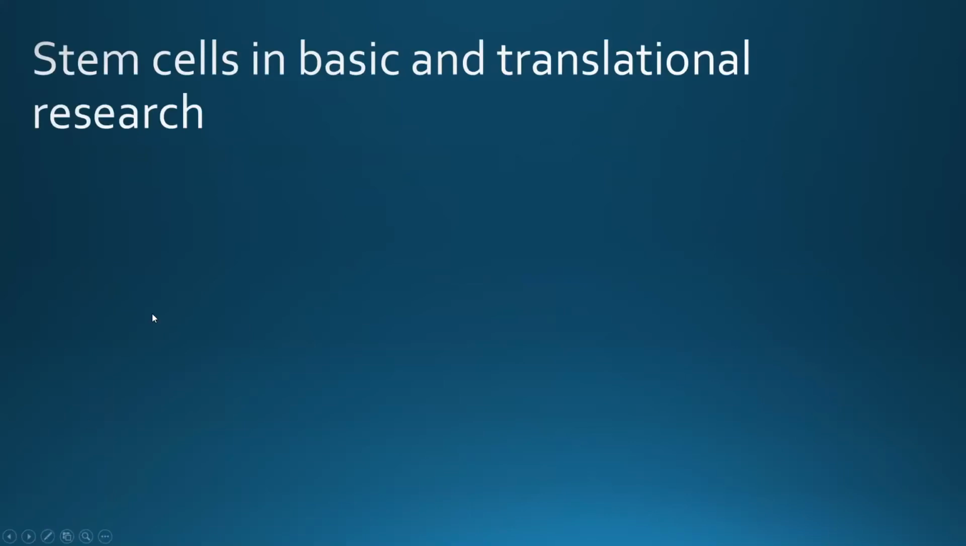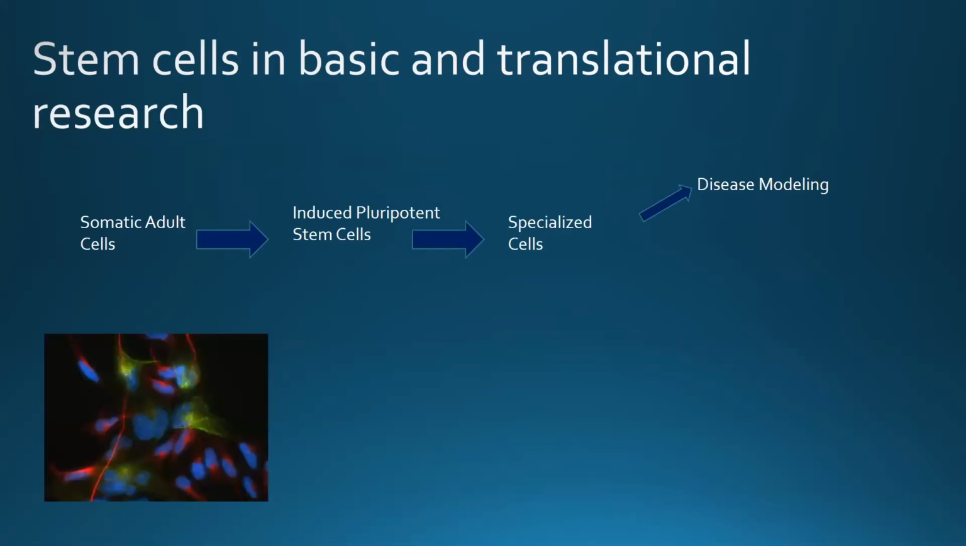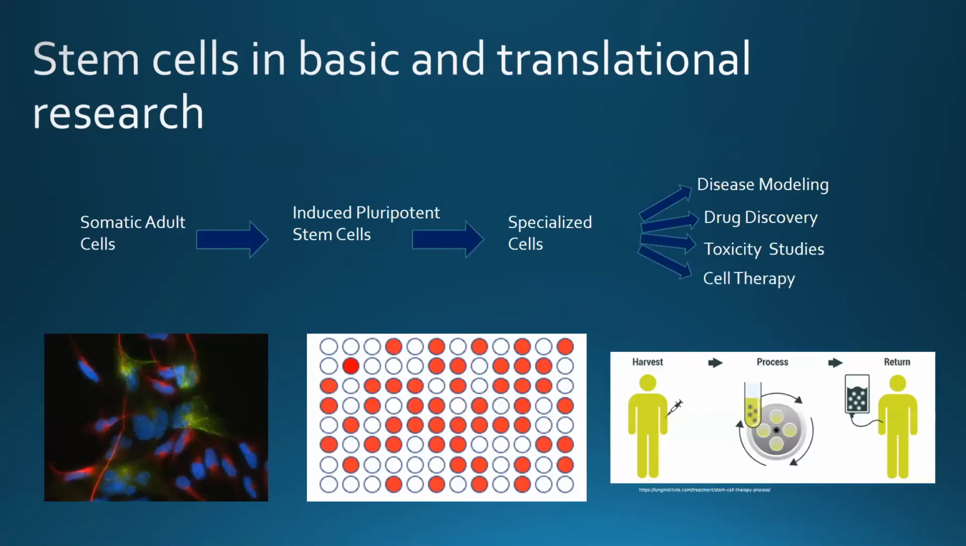So stem cells can also be used in basic and translational research. As we mentioned, we take somatic cells, induce them into pluripotent stem cells, and then form specialized cells. These specialized cells can then be used for disease modeling, drug discovery, toxicity studies, and then eventually cell therapies.